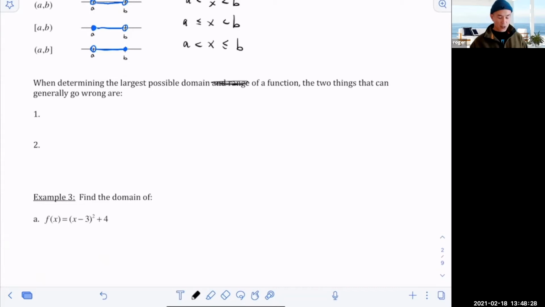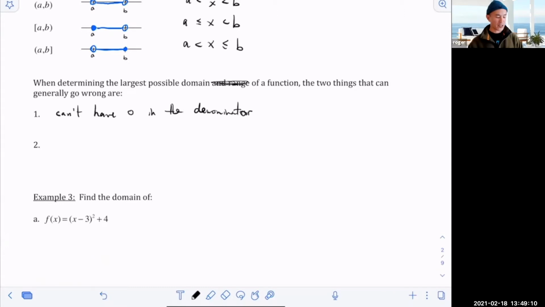Okay. So in general, there are two things that can go wrong. Does anyone know what the two things that can go wrong are as far as the domain of a function goes? Isn't it something like when you factor it, the denominator is zero? Yes, good. The first one is the denominator is equal to zero. So we can't have zero in the denominator.